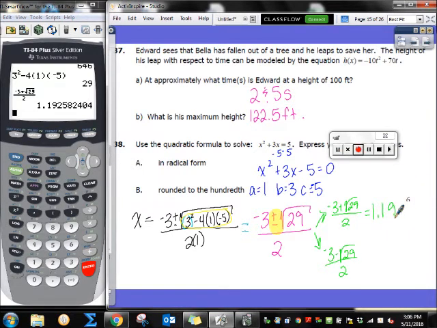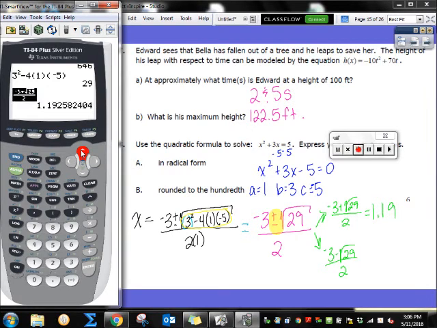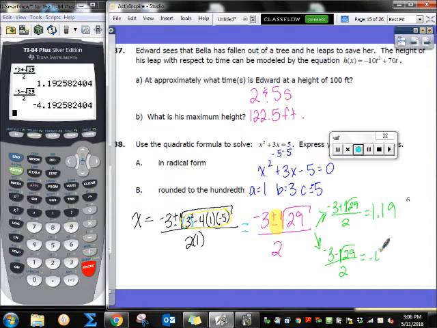And then the other one, I'm going to see if this will work. So I'm going to grab that, and then I'm going to go back and see if I can just change that to a minus. Oh, that was easy. And negative 4.19. So now we have our answers for A and B for 38.